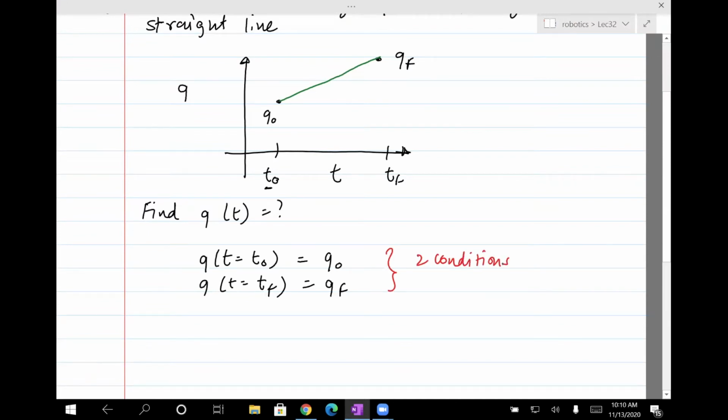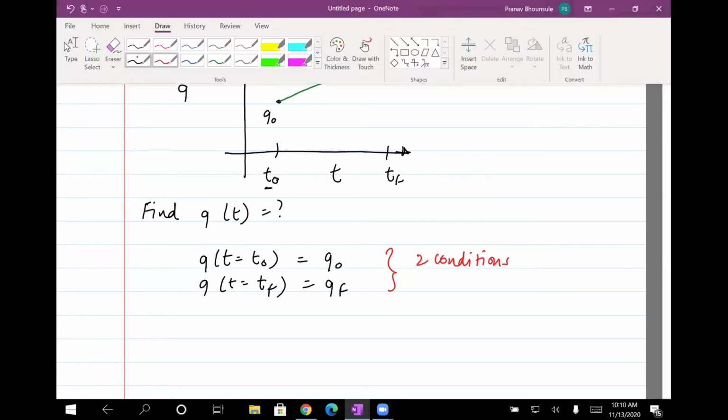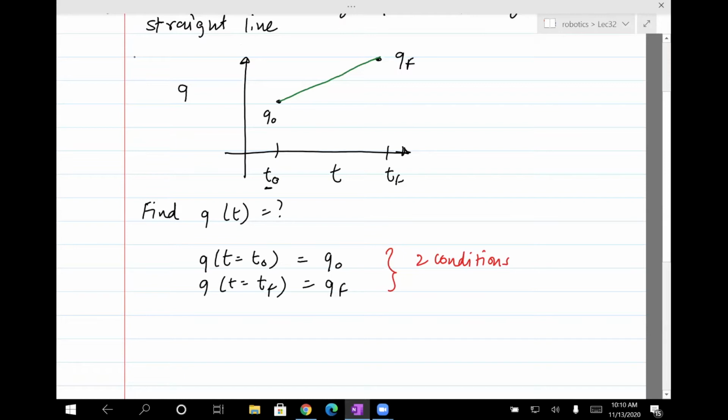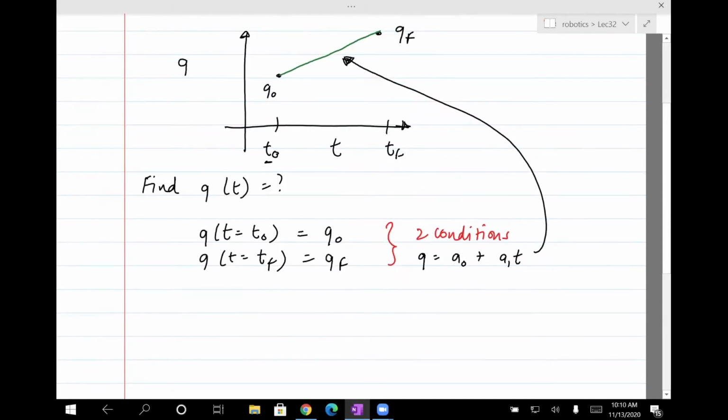Okay, and so then we ask, what is the minimal order of polynomial we need to represent this kind of relation between Q and time. As you can see from the graph, from the Q of t plot, it's a straight line. So what we can do is define Q equals a0 plus a1t, which is the equation of a straight line, and then try to estimate what this Q0 and QF are based on these two conditions.